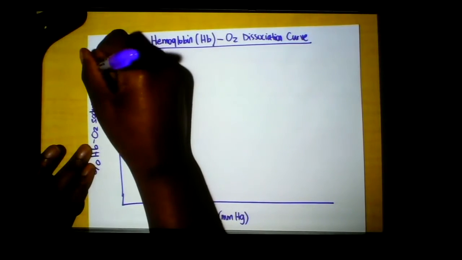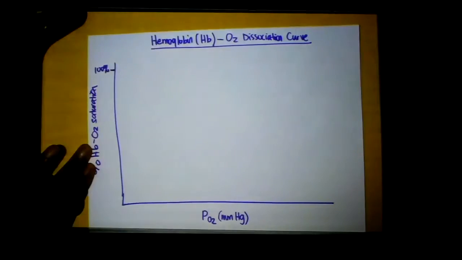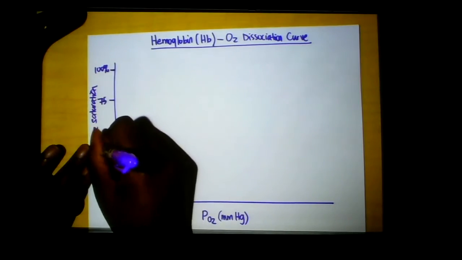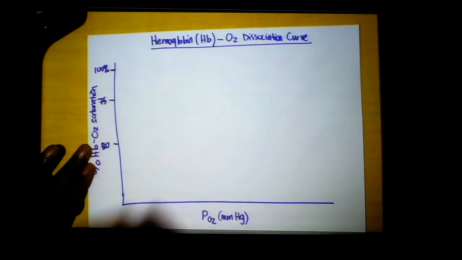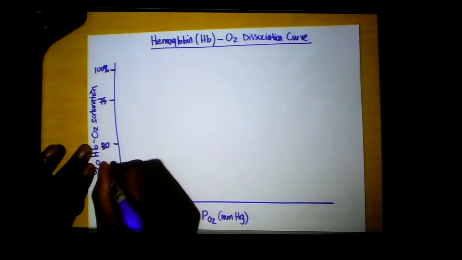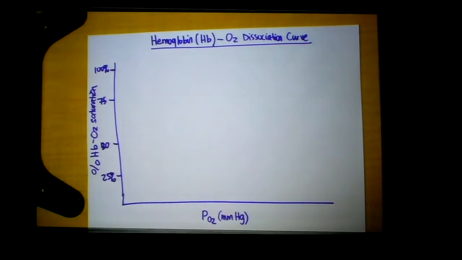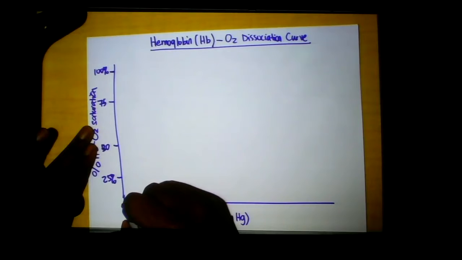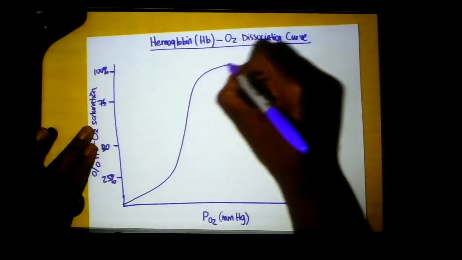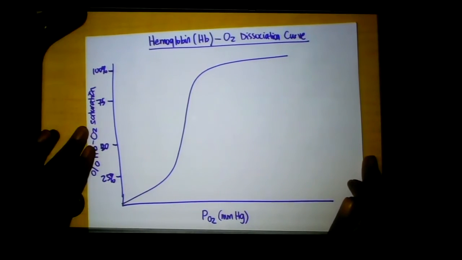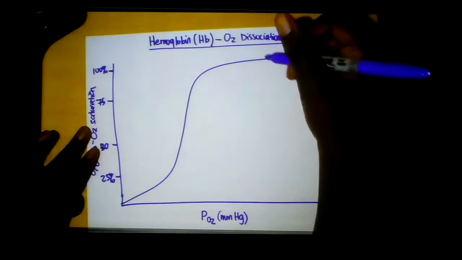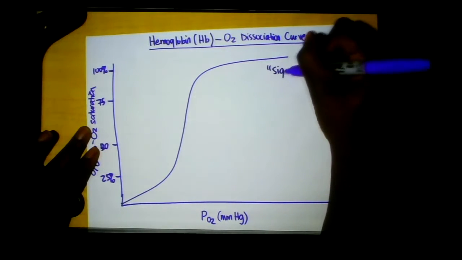Right, so we've got 100%, 75, 50, and then 25%. Okay, so we've got 1, 2, 3, or 4 oxygens bound. And we talked about the shape of this graph being this sigmoid curve. Right, the sigmoidal curve.